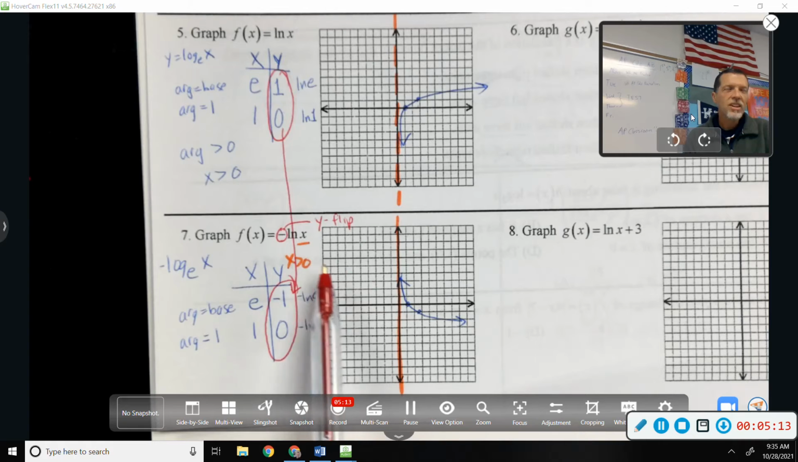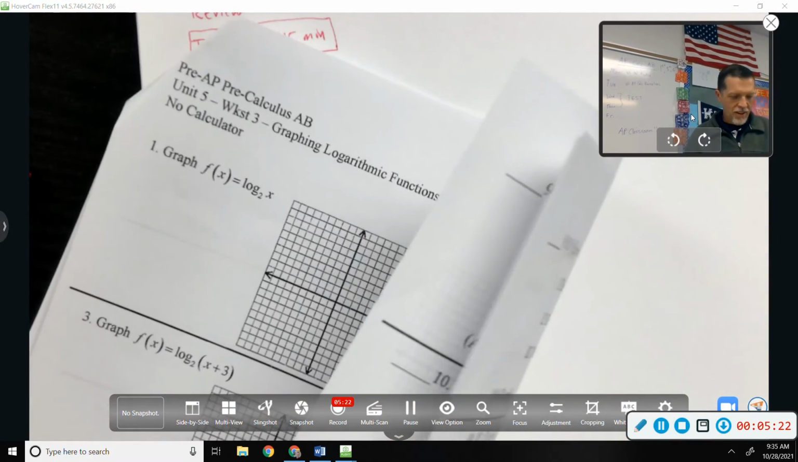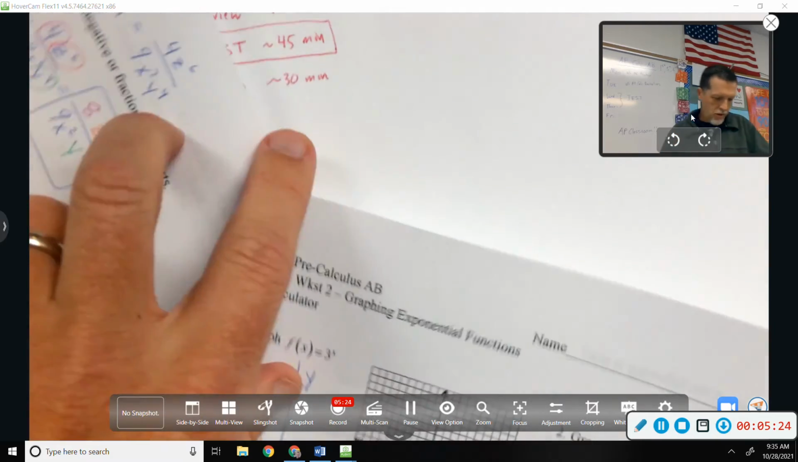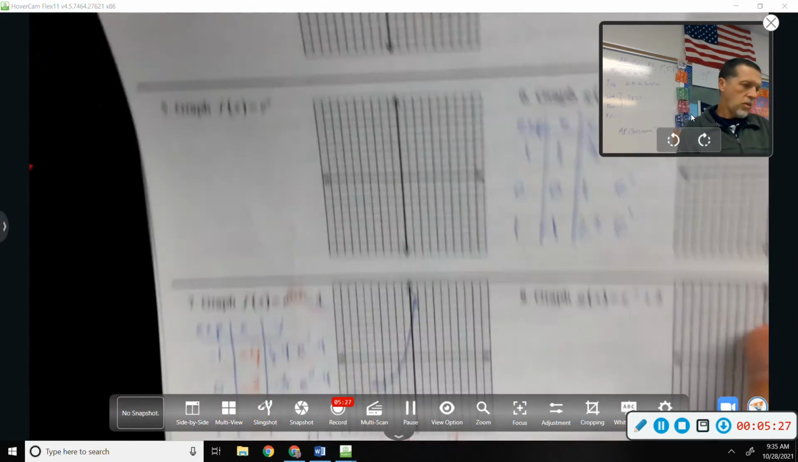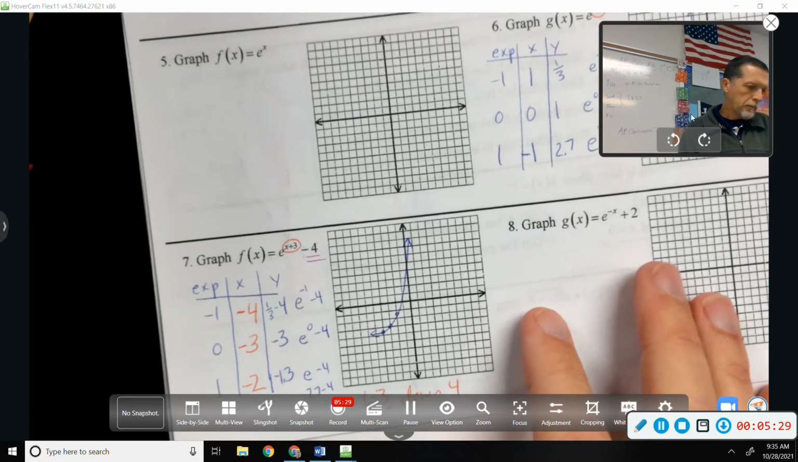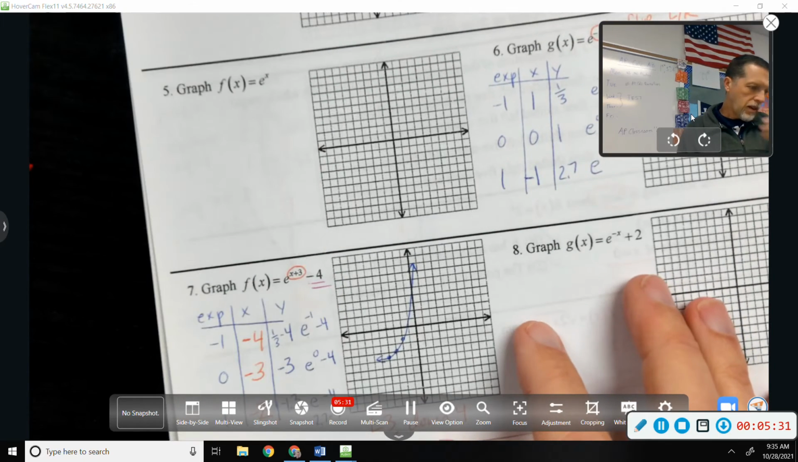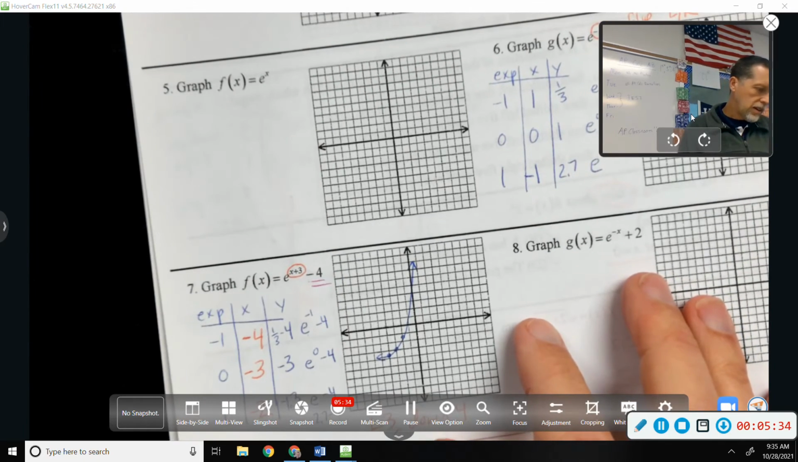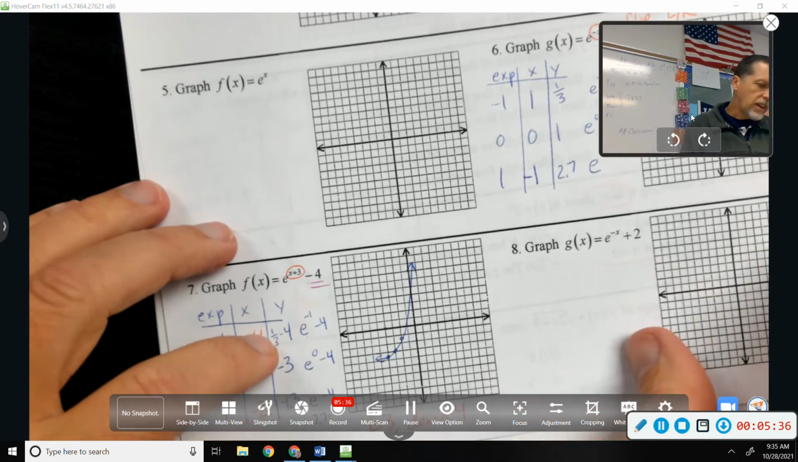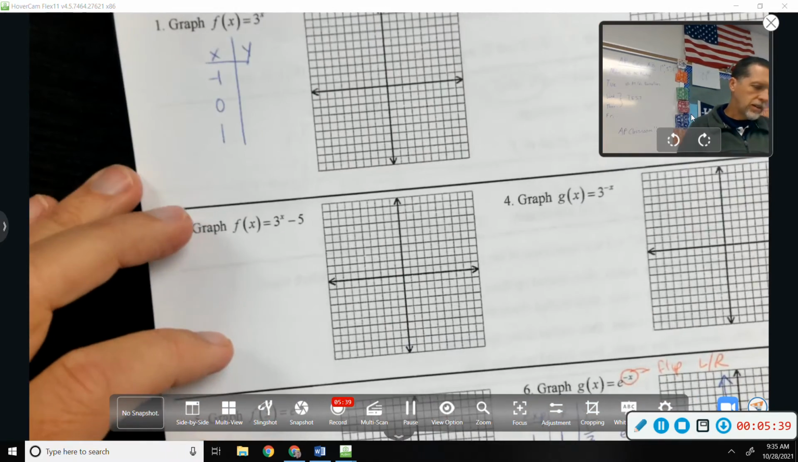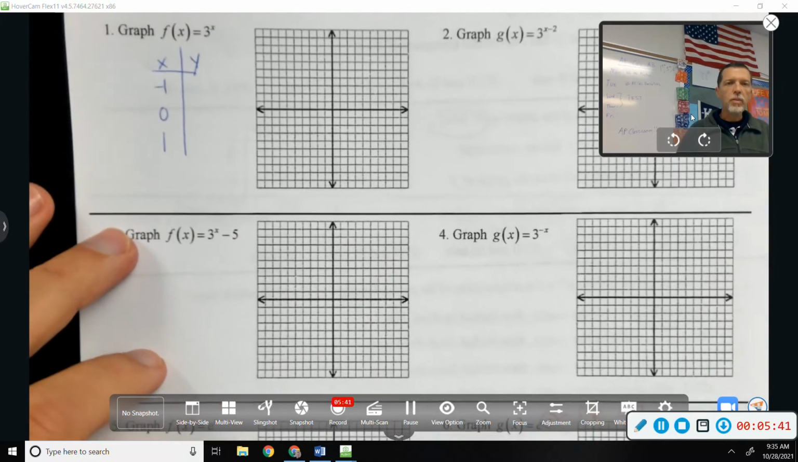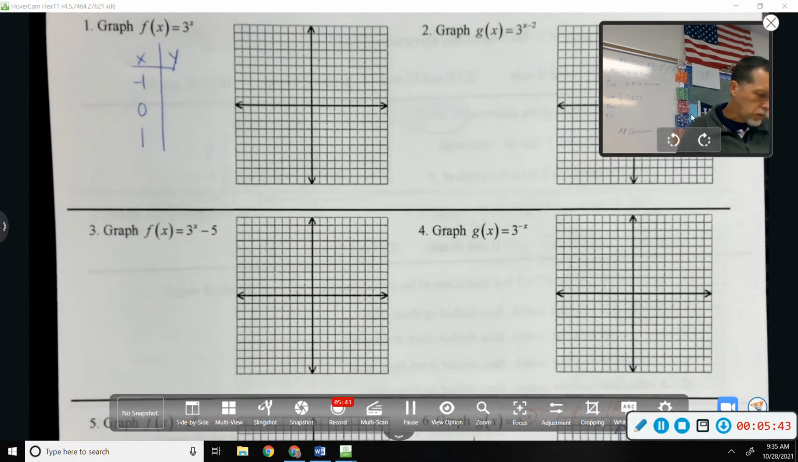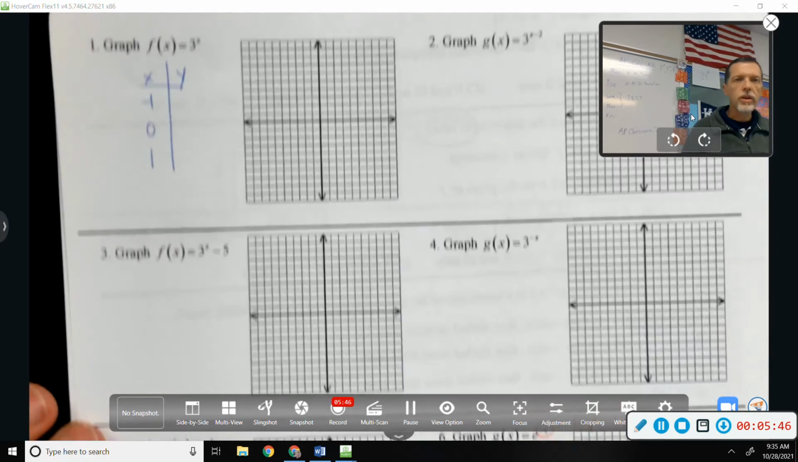Questions on graphs of logs? Let's do an exponent graph, and then we've done a bunch of exponent graphs. So flip back to worksheet 2. We just did an E problem, so let's do number 1, a 3 problem. And then we'll do either 2 or 3, either one.